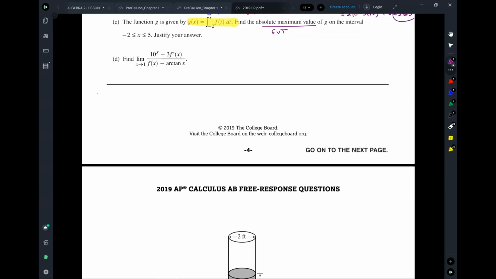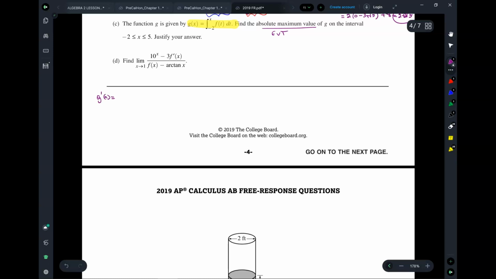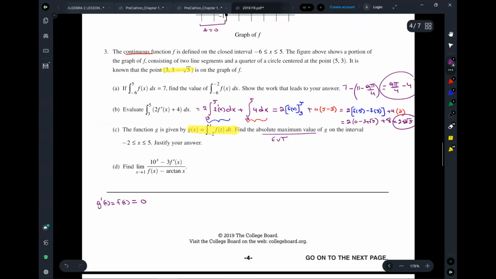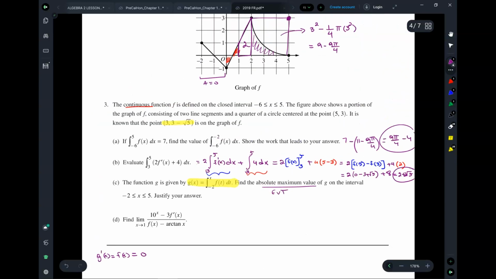So what's g prime of x? What is g prime of x of that one? If you take a derivative of this highlighted thing, what do you get? Oh, f of x, right? Because it switches. F of x. And you want that to equal 0. Okay, where is f of x equal to 0?